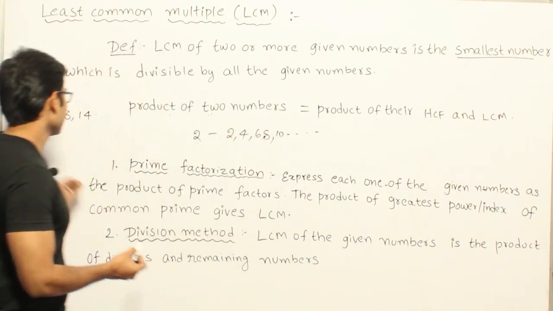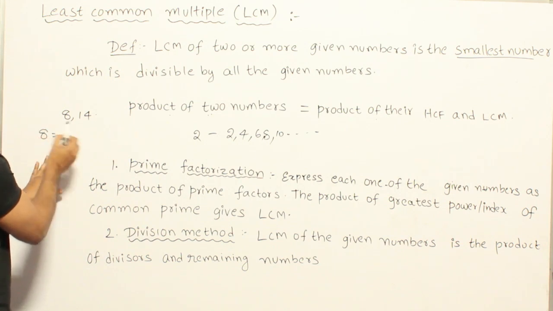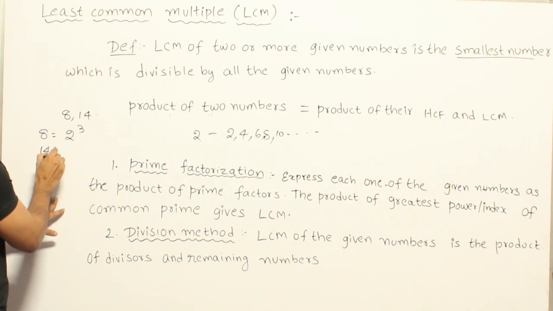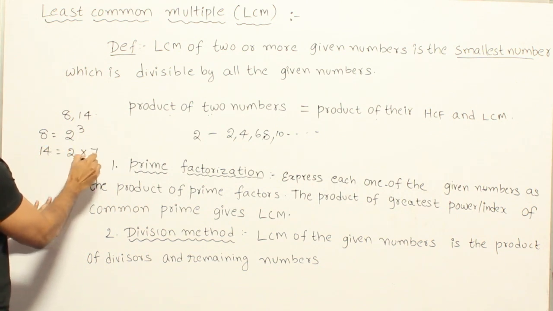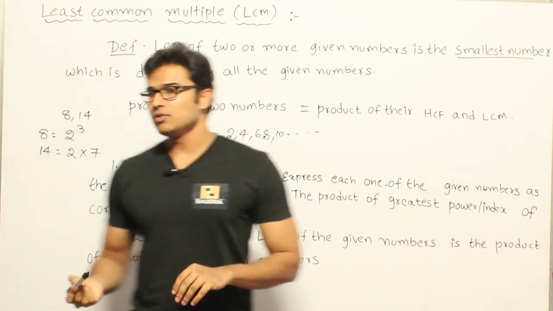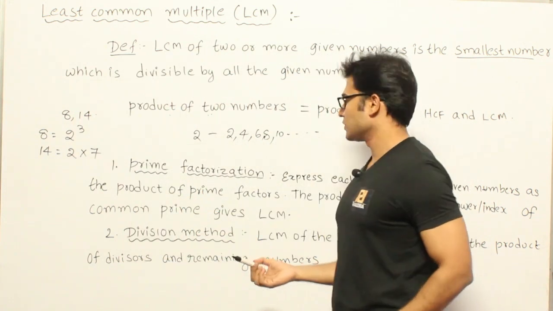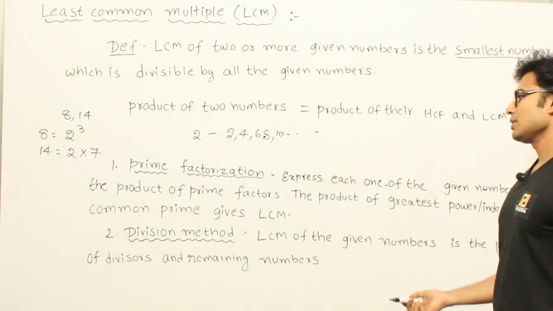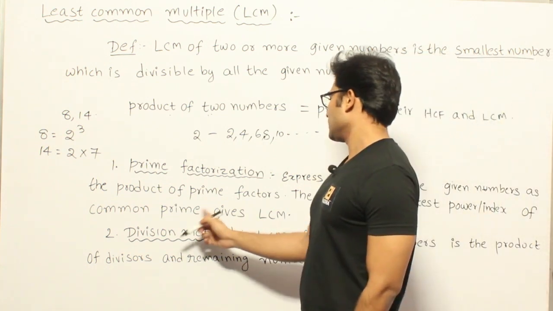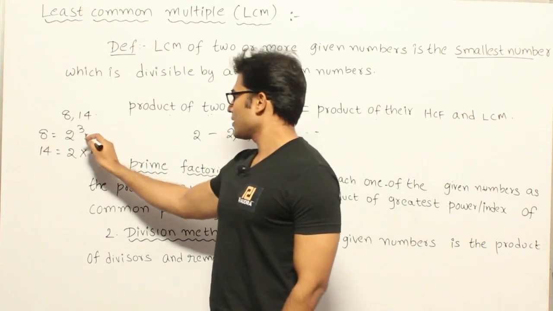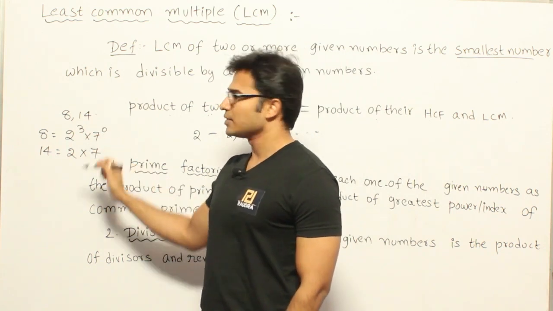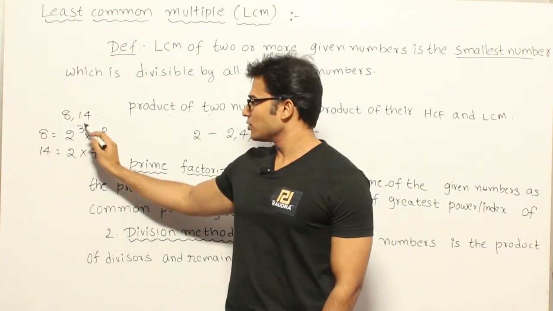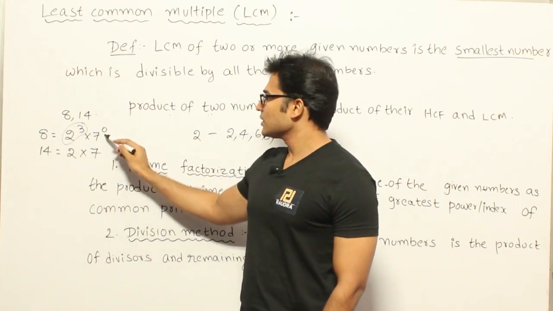So we can write 8 as a product of prime numbers, 8 is equal to 2 cube, and we can write 14 also as a product of 2 prime numbers. Now you take the greater. The product of the greatest power of the common primes gives the LCM. So you can add 7 power 0 so that all the numbers will be there. Now what is the greatest here among 2? It is 2 power 3.